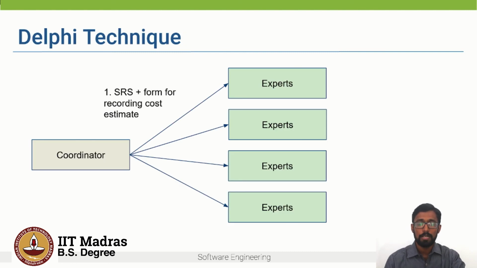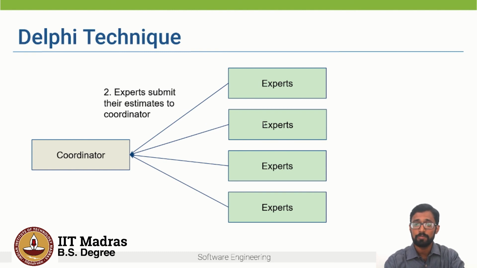So to overcome the drawbacks of expert judgment, the Delphi technique can be used. So what is the Delphi technique? In this technique, we have a group of experts and we have a coordinator. The coordinator provides each expert with a copy of the SRS, the requirements, and a form for recording the cost estimates. So the experts go through the requirements, the SRS, the different modules, and then they provide their estimates and they submit their estimates to the coordinator.